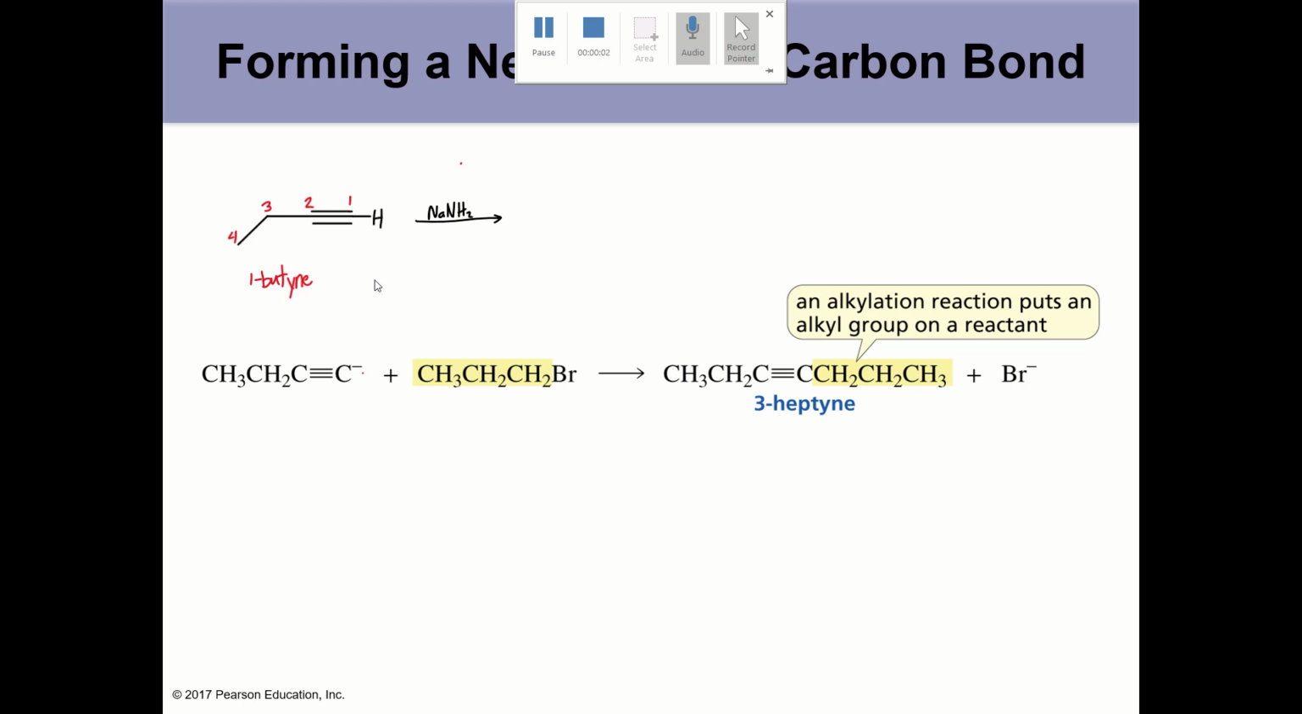So we've learned about deprotonating a terminal alkyne to produce an acetylide ion. So now let's apply that concept to a further reaction. What we do is we have the acetylide made from the butyne. So here we have an acetylide ion with 4 carbons.